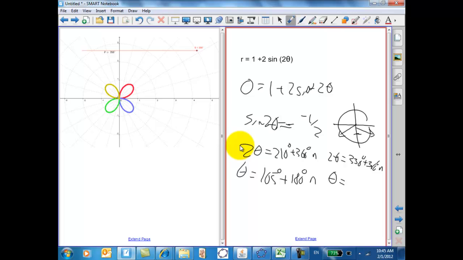And theta equals 165 plus 180 degrees. So at 105 degrees, at 165 degrees, at 285 degrees, and also at 345 degrees. Okay.